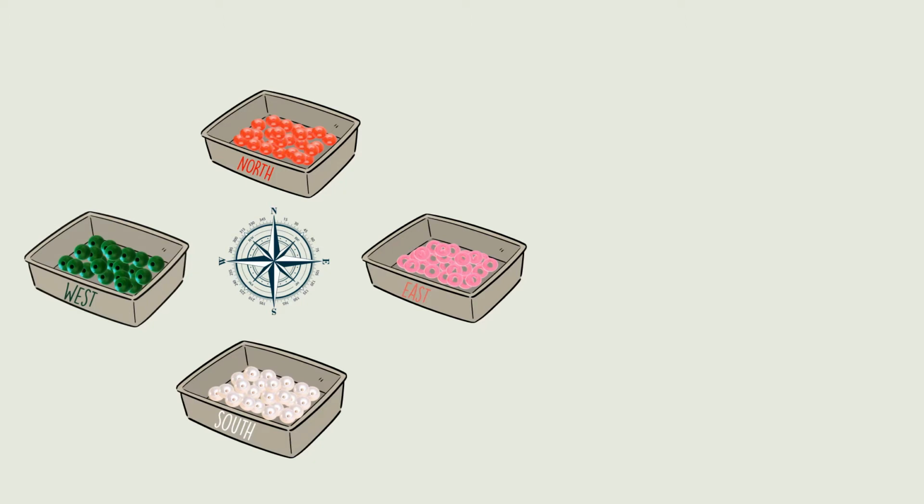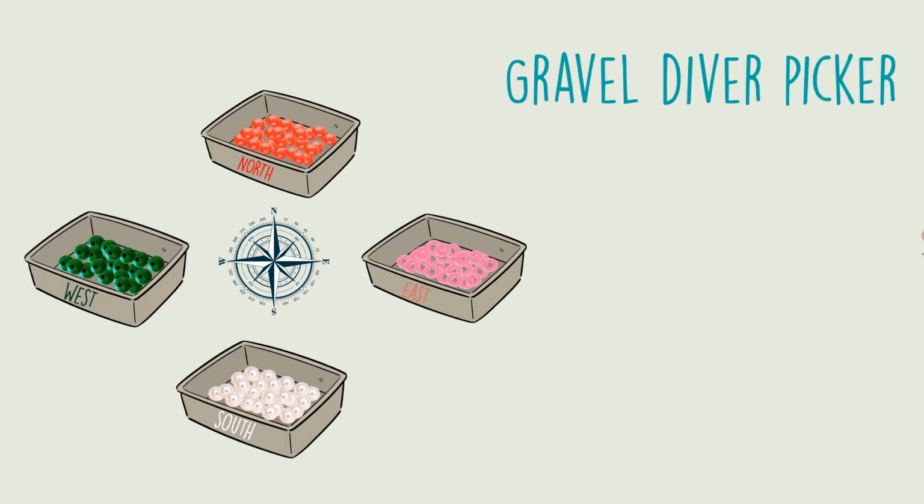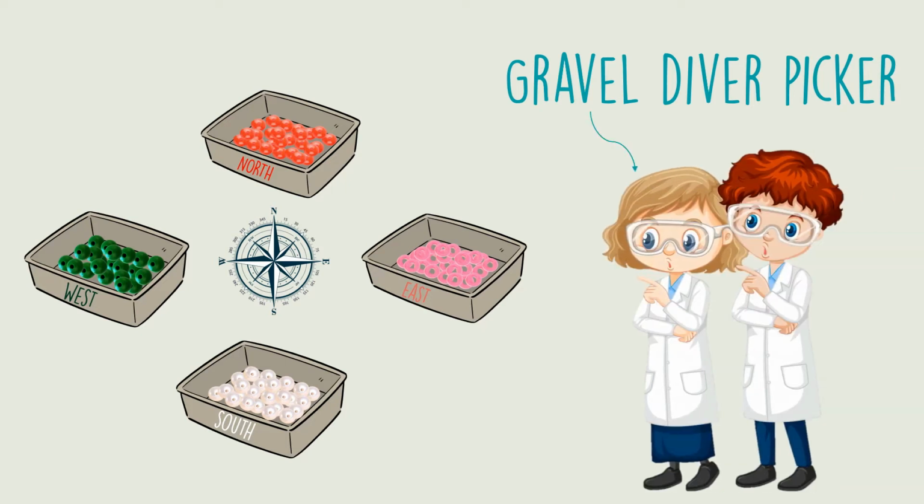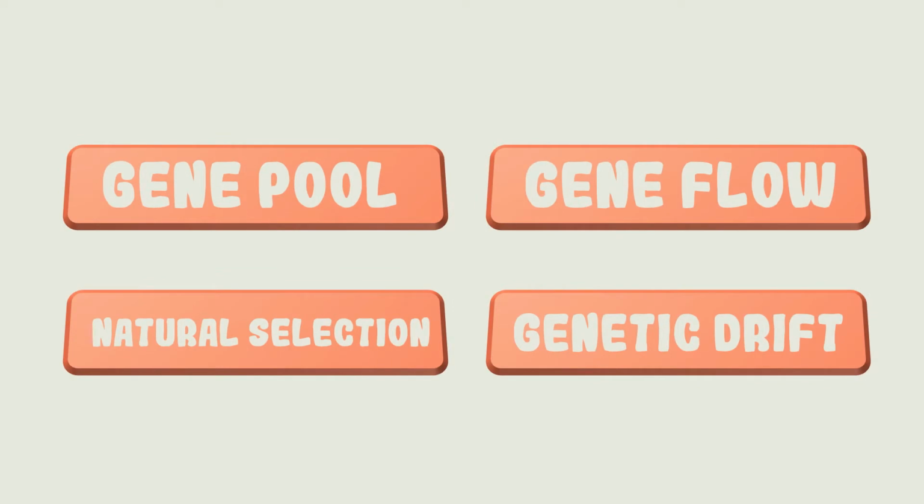The native predator of the gravel diver is an organism called the gravel diver picker. This organism will be represented by all or any members of the lab group. Now, let's proceed to study the gene pool of the gravel diver population and the impacts of various evolutionary forces on this gene pool. The procedure has 4 subparts. First, the gene pool. Second, the gene flow. Third, the natural selection. And lastly, the random genetic drift. Let us go to the first part, the gene pool.